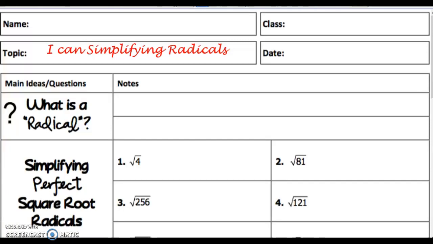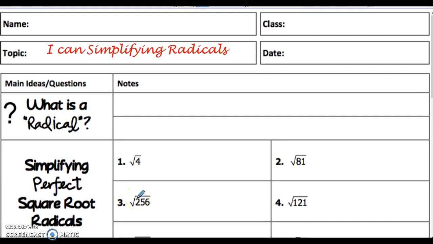Hey everybody, so the plan right here, we're going to simplify some radicals. The radical is just, at this point in time, we're going to take square roots. And what that means is the square root of 4 means 2 times 2. You can pull out two things that multiply by themselves. So 2 times 2, the square root of 81 is 9 times 9.